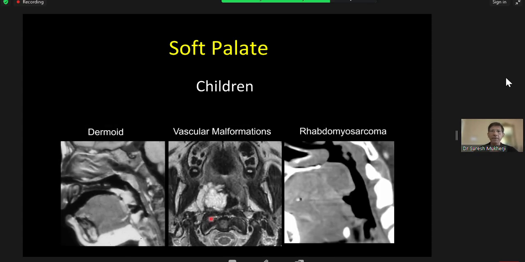And then you can have a variety of developmental lesions. This is a lesion that has high T1 signal involved in the soft palate. This happened to be a dermoid. You can have these areas of increased T2 signal that are transspatial. This happens to be a vascular malformation, in particular a lymphatic malformation.